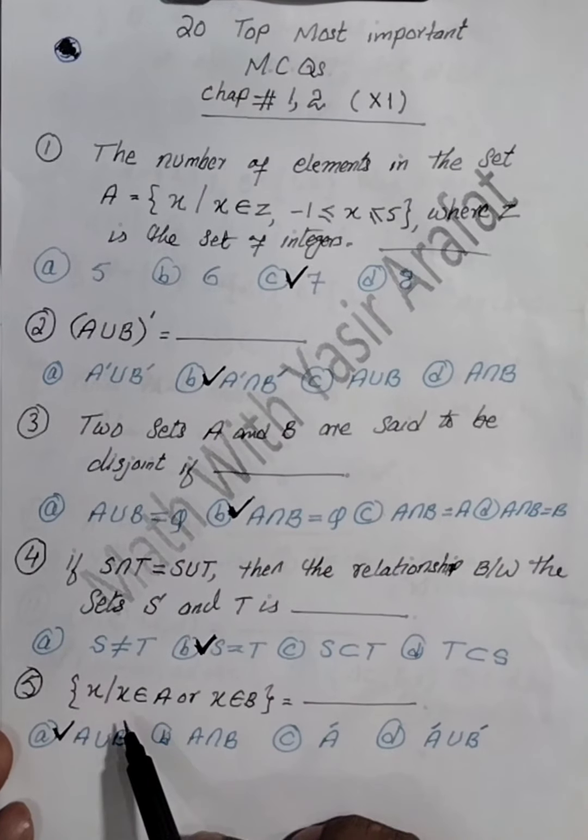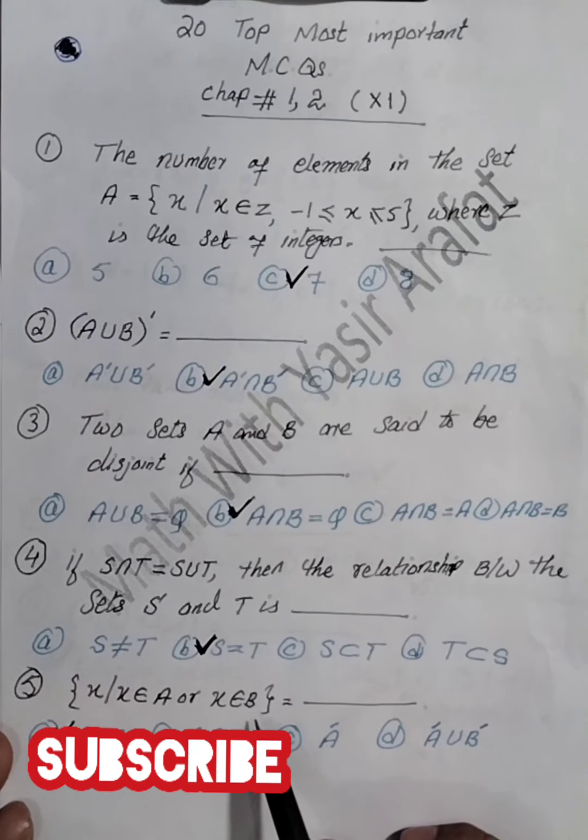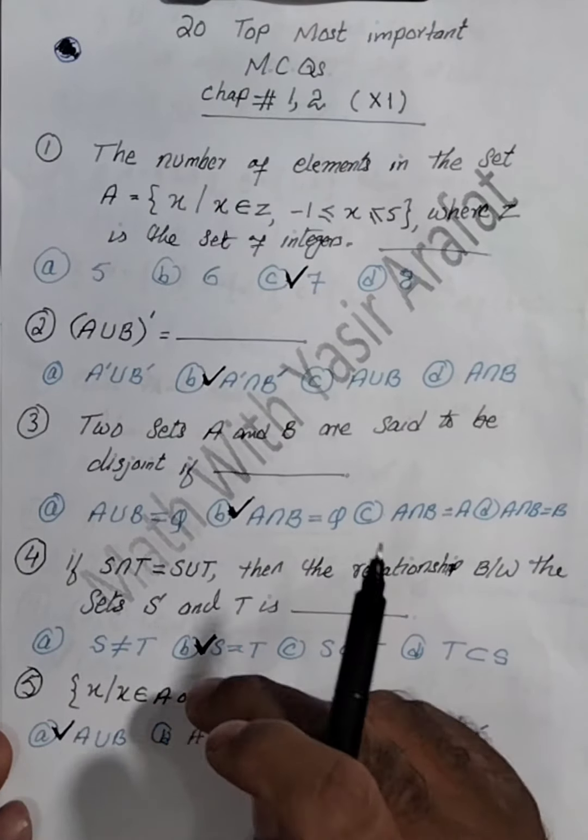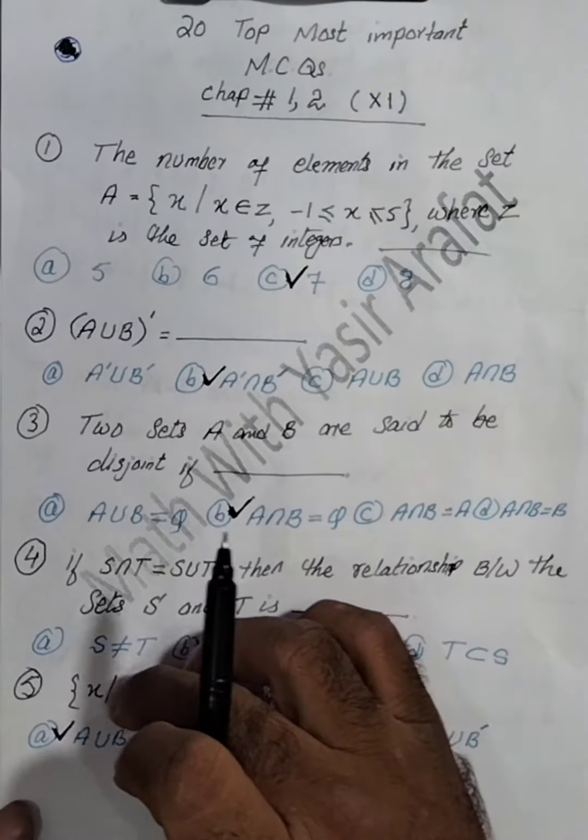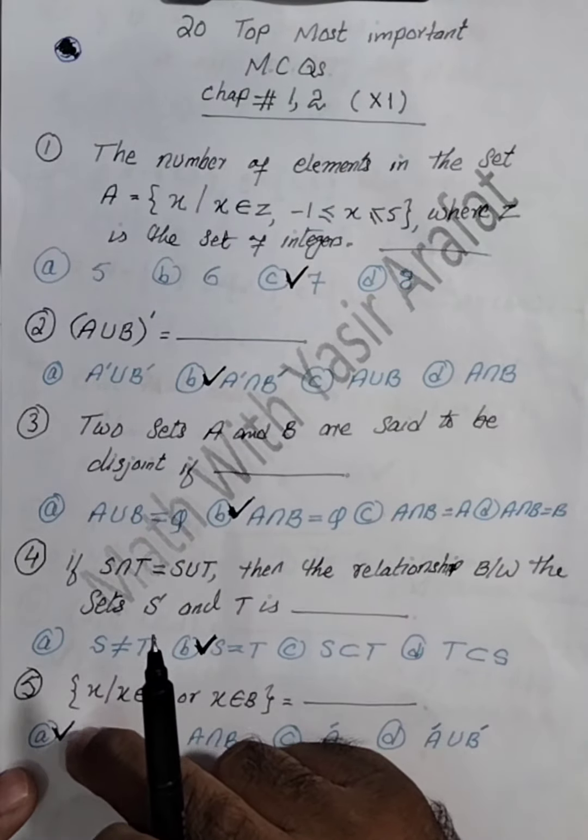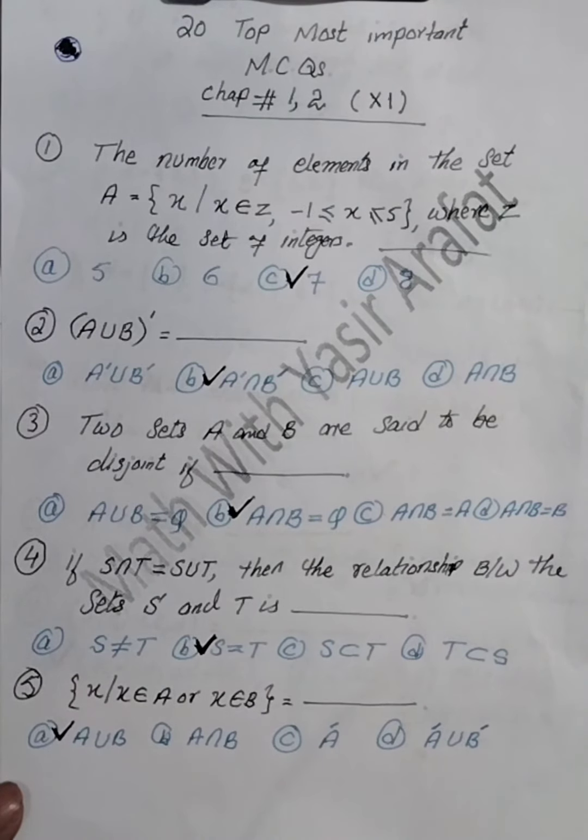So here, if x belongs to A or x belongs to B, then this set will be equal to A union B. When we have to combine the elements of A and the elements of B, we will get this set. So the correct option is A for the fifth MCQ.